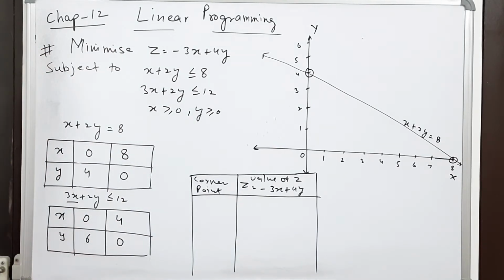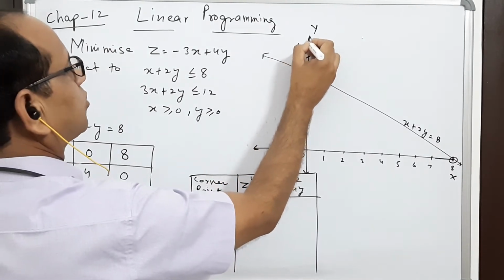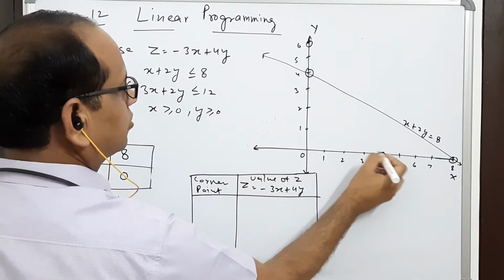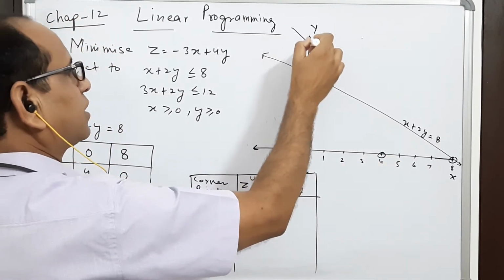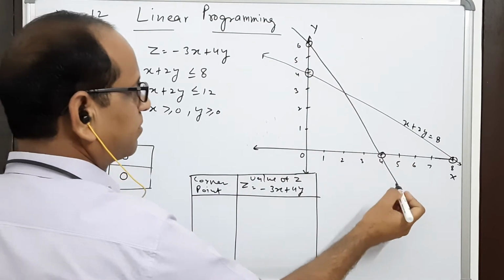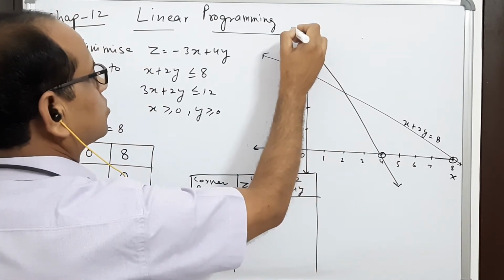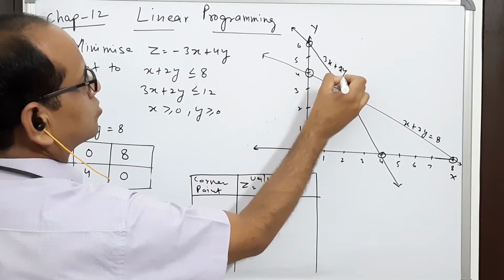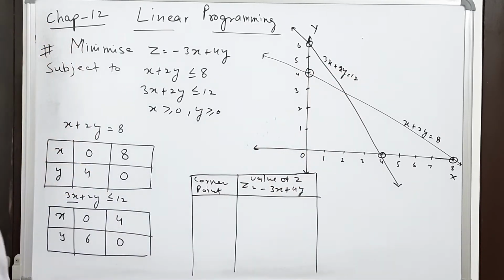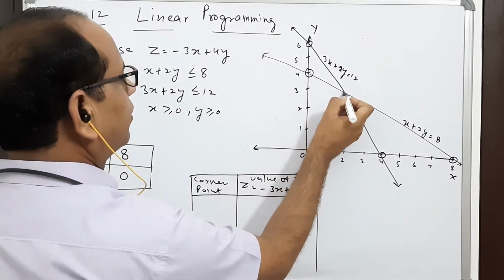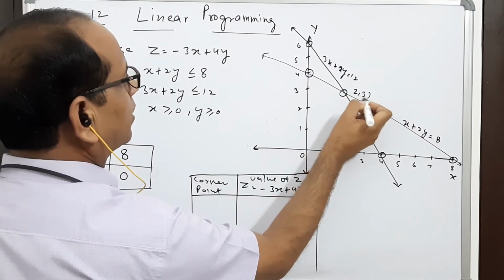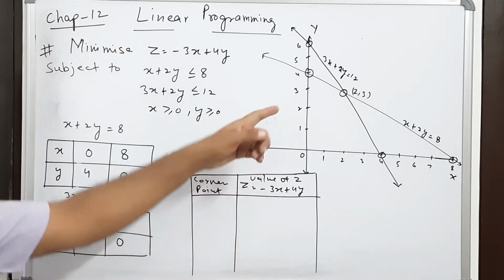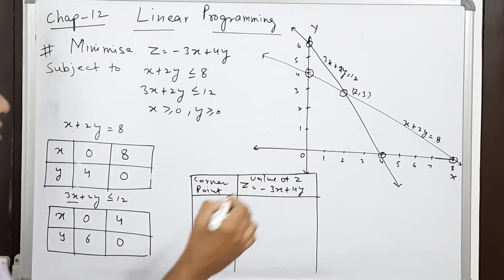Now you see the second line. The first point is 0 and 6, and the second point is 4 and 0. Now we draw the graph of this part like this. The equation will be 3x plus 2y equals 12. So that is the second line, and their point of intersection will be 2, 3. This you will directly get from the graph.